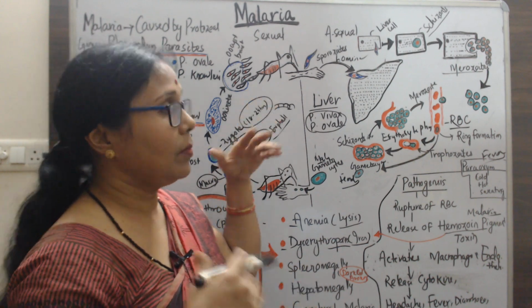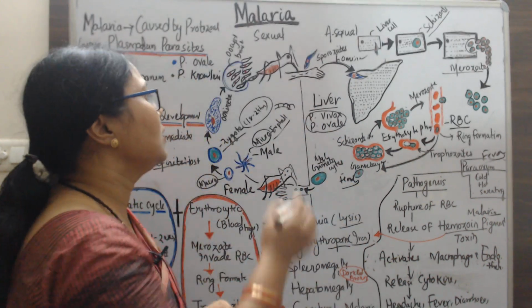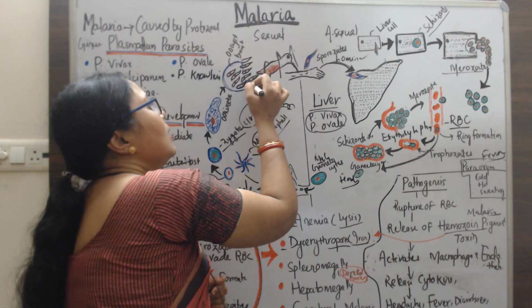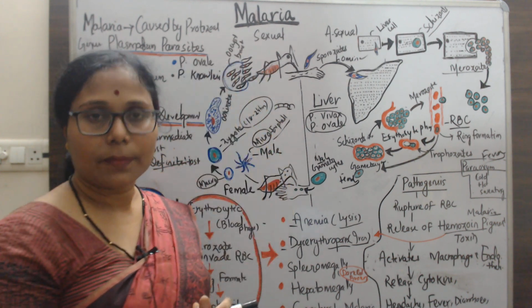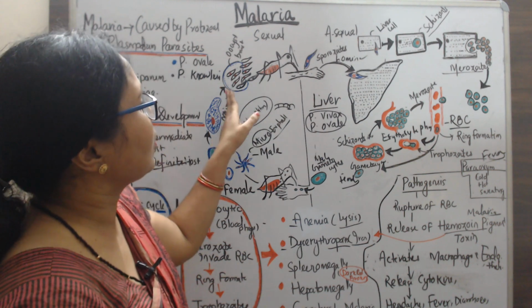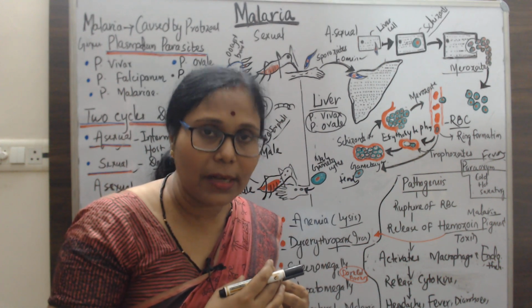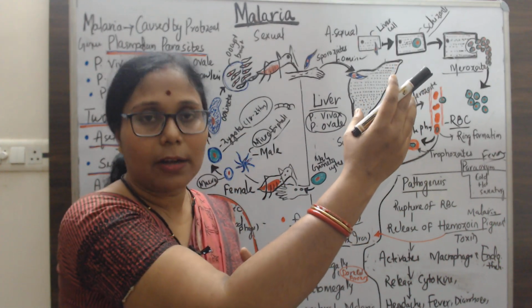Then they form oocysts, they develop into an oocyst structure, and within these oocysts a number of sporozoites are developed. Again, the oocyst bursts and these sporozoites are released within the mosquito, and some of these sporozoites enter the salivary gland of the mosquito.